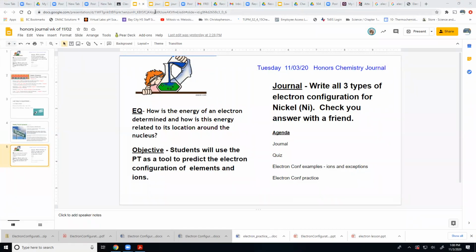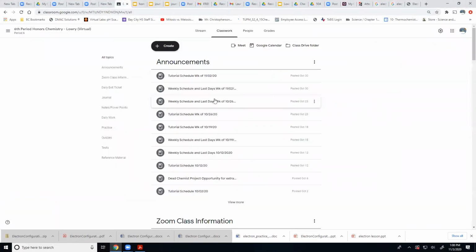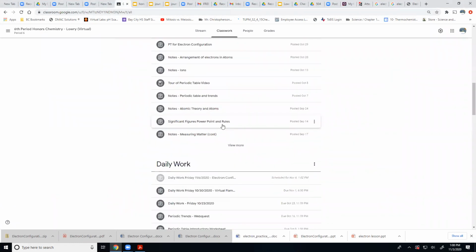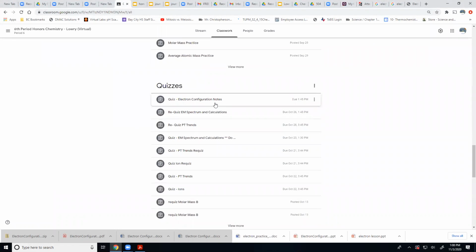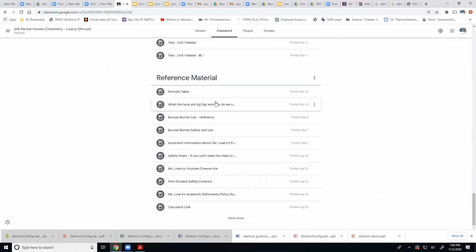All righty, y'all do this on quizzes, so you'll have to get your Chromebook out. If you'll go into your classwork and go down to quizzes, you should see electron configuration notes. And that is the quiz that we are taking today. It's already been launched in your classroom, so you can go ahead and get started. And you have 8 minutes on it.